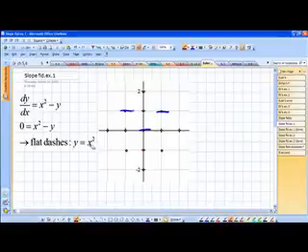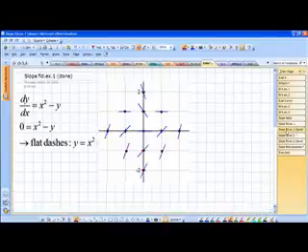Picking other spots, say at 1 comma 0, I get 1 squared minus 0, so that's a slope of 1, 45 degrees. 2 comma 0 will be a slope of 4. Negative 1, 0 is still a slope of positive 1 because I'm squaring it. And then over here, negative 2 comma 0 is a slope of 4. Here would be the finished product.